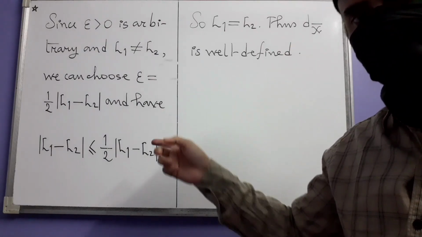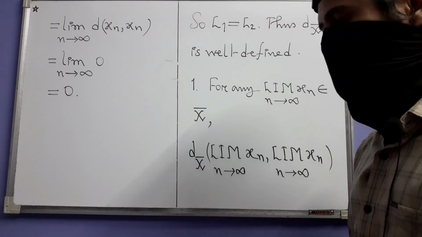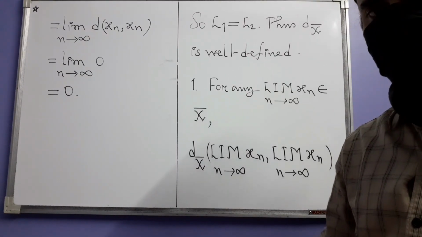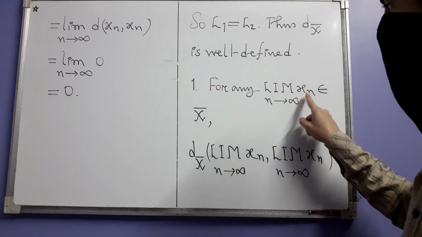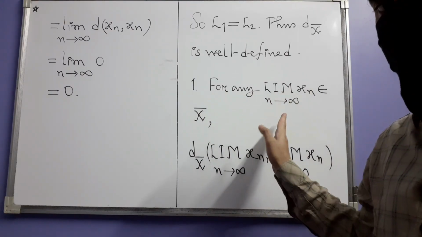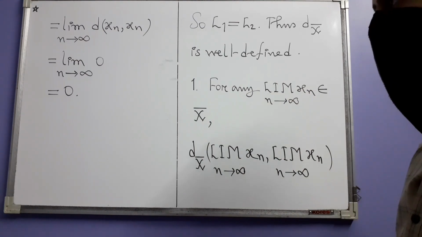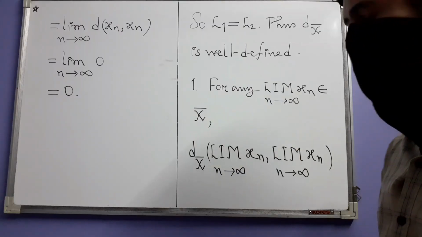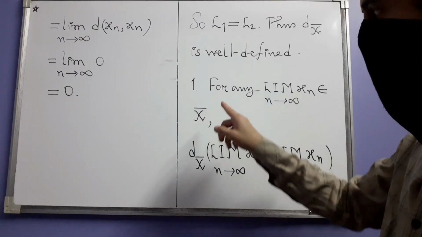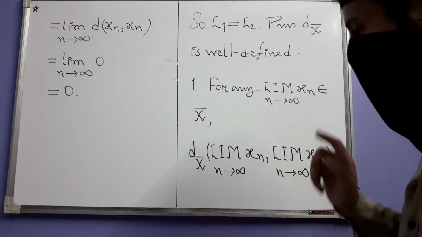And now we can go for showing that this is really a metric. So let's verify the axioms one after another. Let's take the first one. For any formal limit, limit of xn, that means behind this formal limit, we have a Cauchy sequence of points xn in our original space x. So this formal limit belongs to x bar. For any such point in x bar, what is the distance between the point and itself?